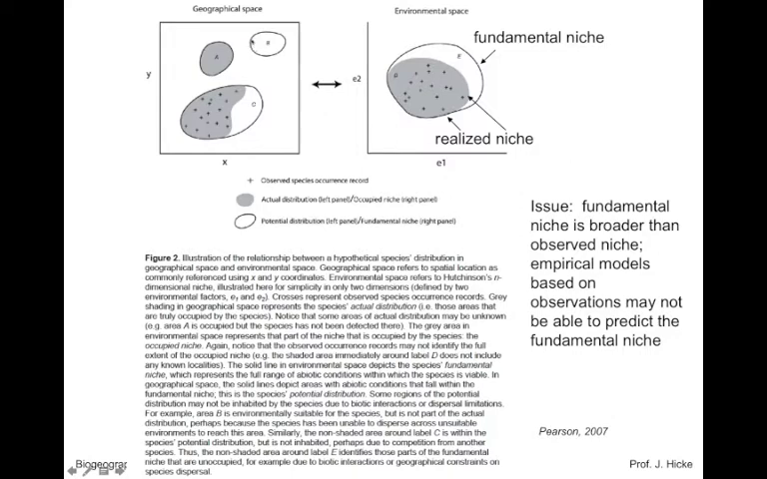If you look in the geographic space, it's possible that this polygon B, which is potentially suitable habitat in terms of temperature and precipitation, but not occupied, maybe that's across an ocean or a major mountain range. So there are barriers to dispersal that prevent a species from actually occupying this polygon B. So those are some reasons for why the fundamental niche could be greater than the realized niche.